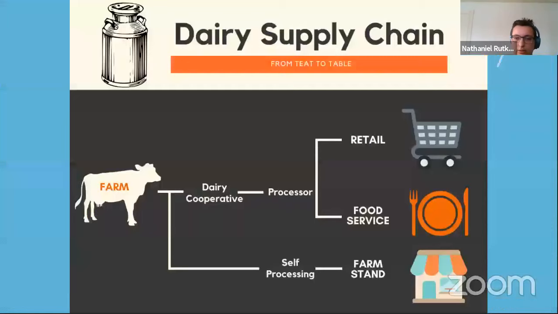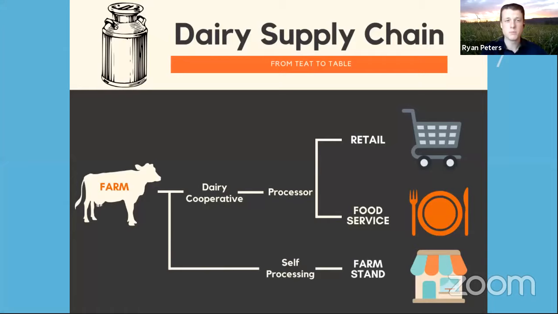This is an overview of how the dairy supply chain works. We start, of course, on the left at the farm where cows are milked. From there, the milk is picked up by dairy cooperatives. These cooperatives are owned by the farmers and they function to pool this milk together and market it to processors. Different processors are going to take this milk and turn it into a variety of products. Some processing facilities are more oriented towards retail markets like grocery stores, while others make bulk products for food service markets like restaurants and schools.